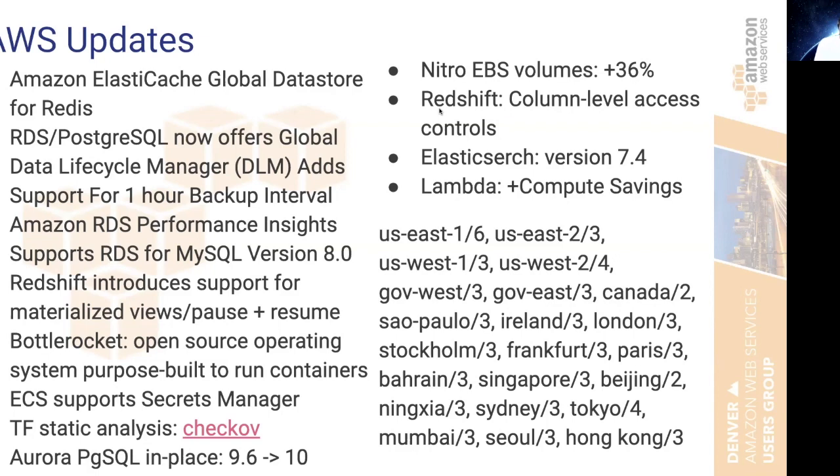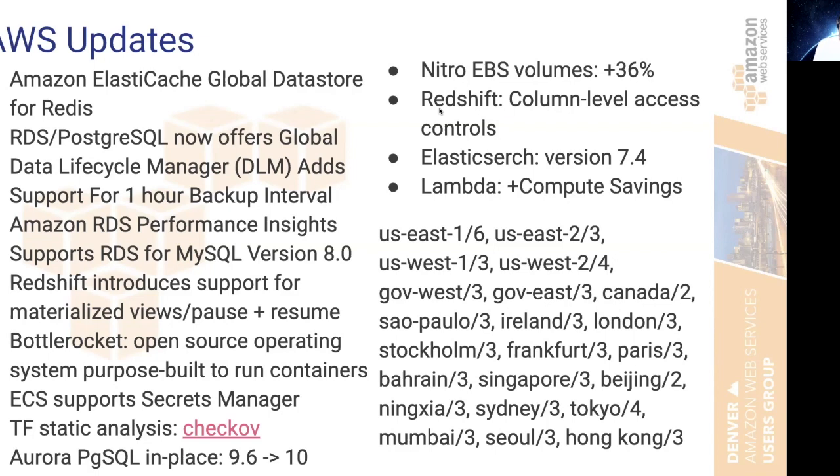Redshift also announced column level access controls. So now instead of having to split tables into 2 to be able to restrict access by user to different sets of data, you can just do it on a column level. Elasticsearch has updated to version 7.4, and for those using the compute savings plan, Lambda is now part of that.